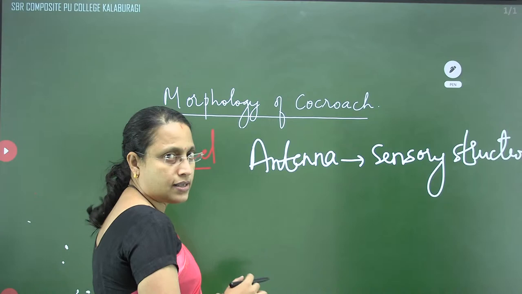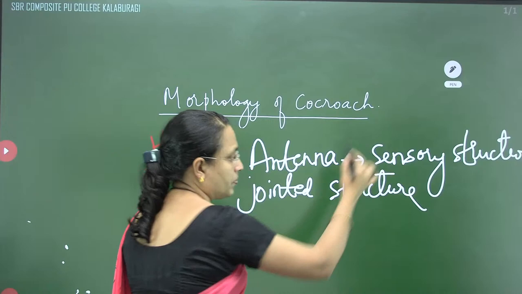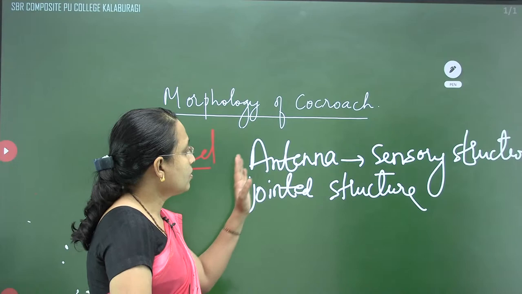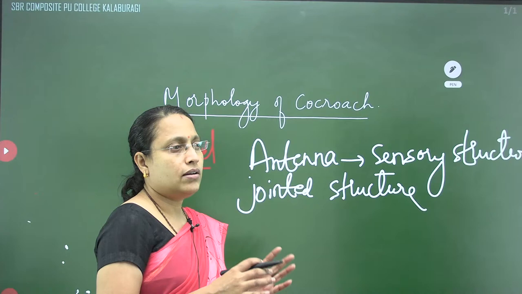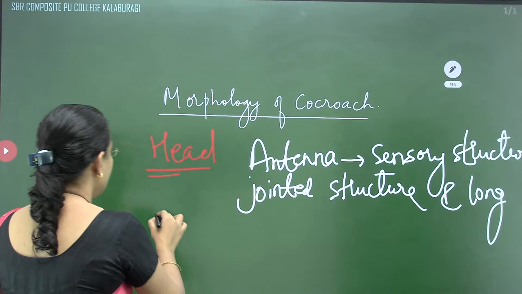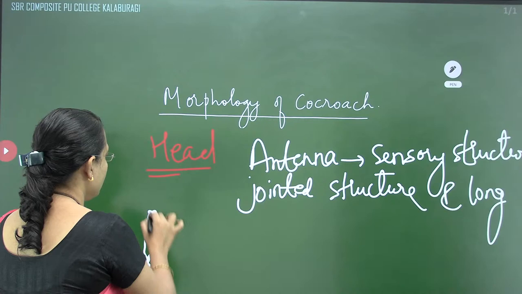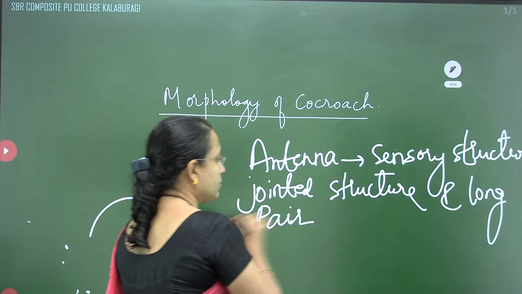What it does is, first of all, it is a jointed structure. It is not an unjointed structure; it is jointed, which means it has segments. In the male it is much larger than in the female. This antenna is quite long. You might have come across the head, thorax and abdomen of the cockroach. In the front, in the head region, arises this sensory structure called the antenna. They are in a pair, one towards the right and another towards the left.